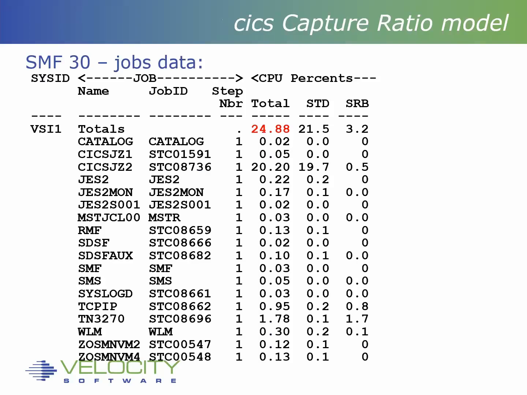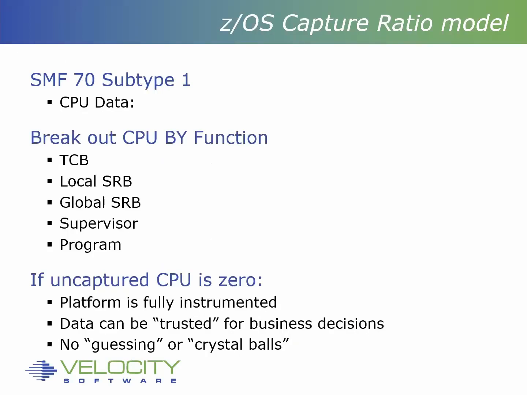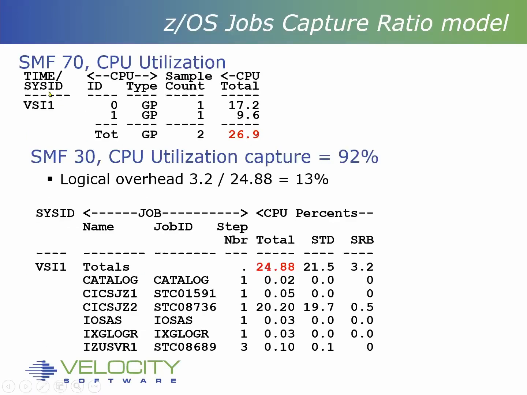Okay, so when I build the model, I look at what I get from the 30 data, I compare it to the 70 data, and then I look at the ratios of the real work, the relationship of the logical overhead, and then I try and find what is the supervisor overhead time? Okay. So this is what I came up with from the SMF 70. I'm not using the 113, I'm using the SMF 70, what you're supposed to be using, which explains part of my capture ratio delta. If I add up the two general purpose engines, it's 26.9% of an engine. If I add up my 30s, I get 24.88. So I'm pretty happy with that capture ratio.